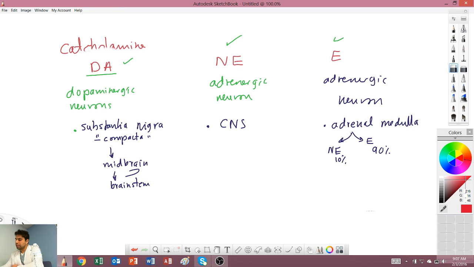Please know, the adrenergic neurons in the CNS that produce norepinephrine are known as locus coeruleus, L-O-C-U-S, C-A-E-R-U-L-E-U-S. And epinephrine is produced by the adrenal medulla. So know these. Now, we know their locations.